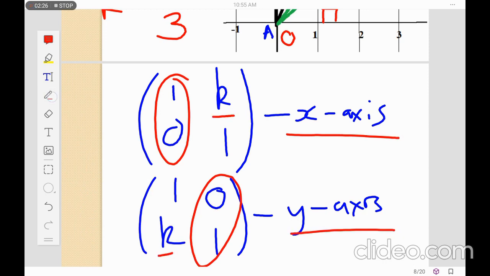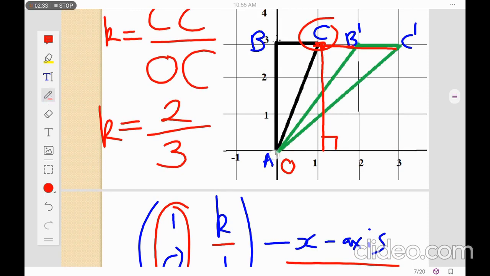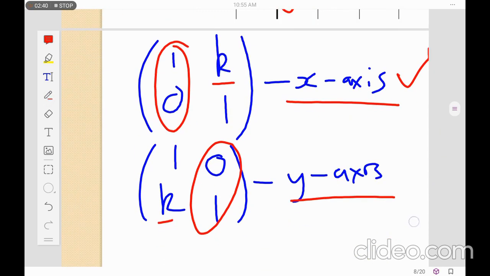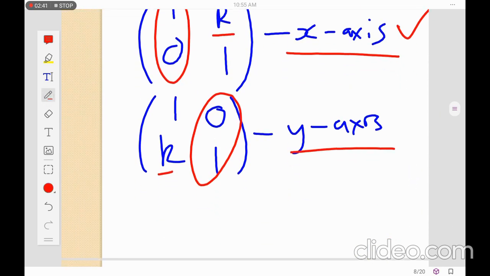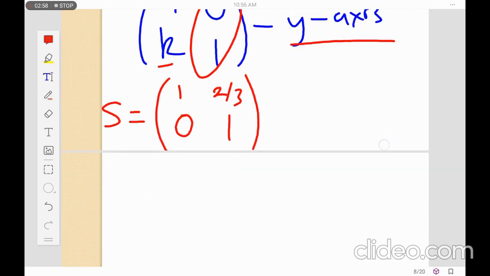So this one, we said our x-axis was the invariant, it was not changing. Our OA there is remaining the same here. So at the end of the day, we have our x-axis. We are going to use this matrix. Okay, so at the end of the day, our matrix of shear will become 1, 0, 2 over 3, 1. Okay, so this is our shear matrix, which is our S. Okay, let's go on and look at stretch.